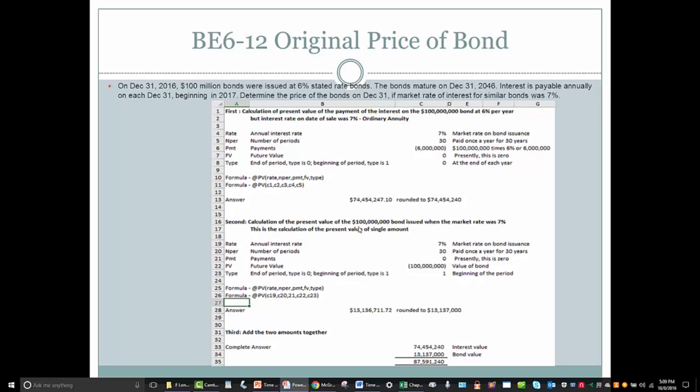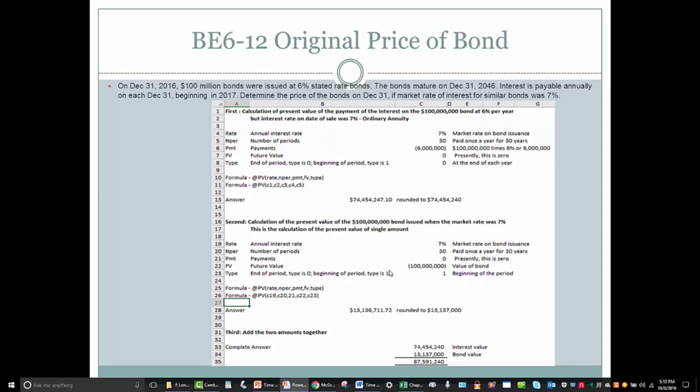So the calculation of the present value of the $100 million bond issued when the rate was 7% is a calculation of the present value of a single amount. So the market rate was 7%, the number of periods that the bond is going to remain outstanding is 30 years. There are no payments associated with this calculation. We just want to look at the present value of the $100 million, because it'll be worth $100 million in 30 years. So what's it worth when they initially issued it on December 31st, 2016?